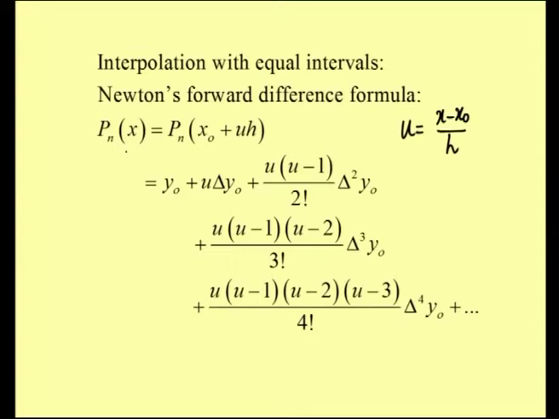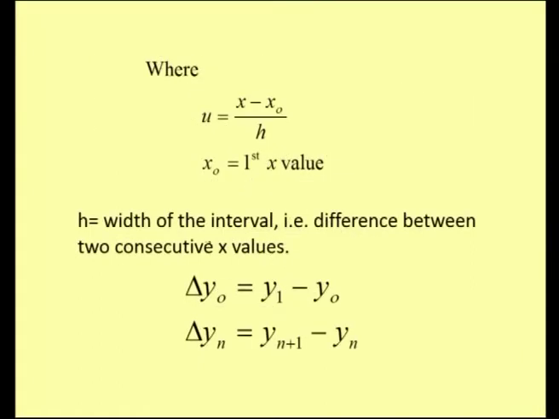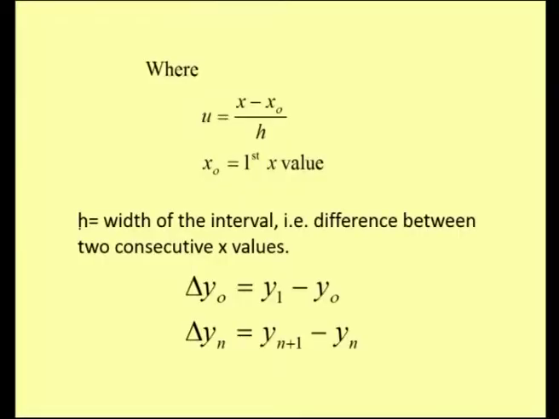So that Pn of x is equal to Pn of x0 plus uh, y0 plus u del y0 plus u into u minus 1 by 2 factorial into del square y0 plus u into u minus 1 into u minus 2 by 3 factorial del cube y0 plus etc. x0 is the first value, h is the width of the interval, that is the difference between two consecutive values. That is why we insist that the intervals are of equal width, so that we can find out the h values. Otherwise, for unequal intervals, Newton's forward and backward difference cannot be used.